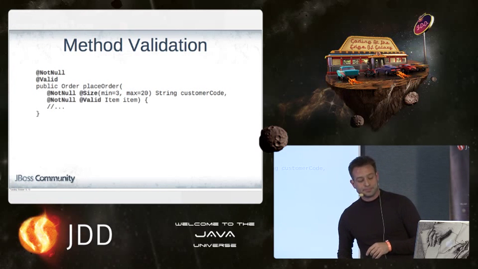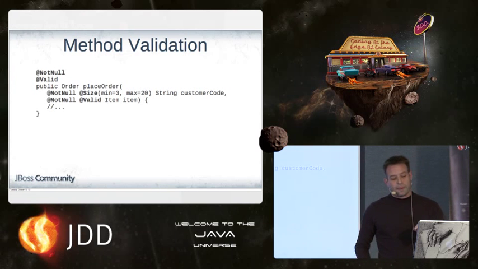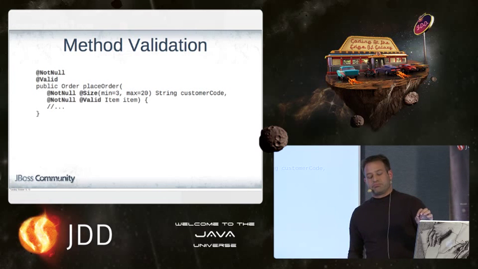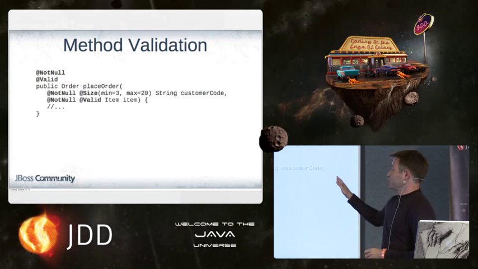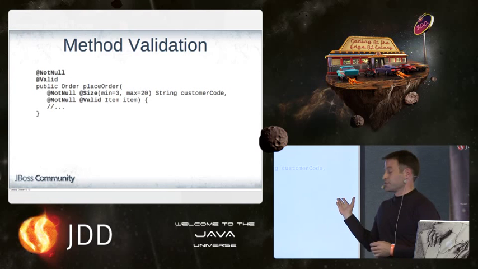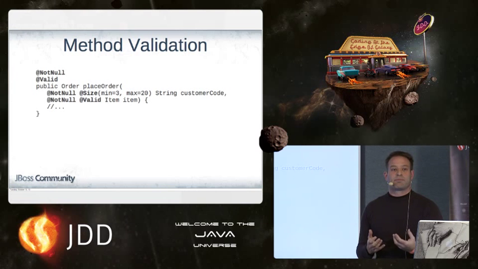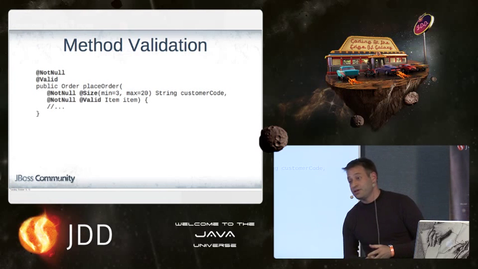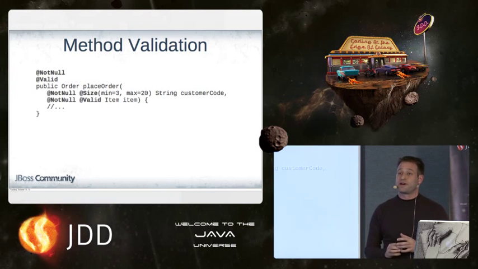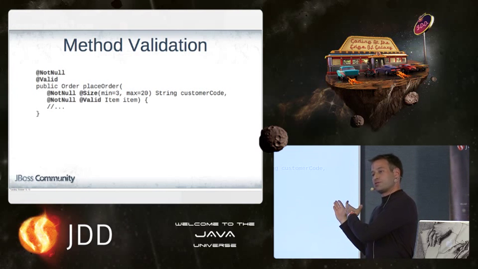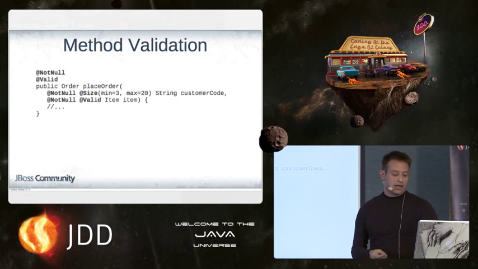Within your container, as soon as you start placing constraints on methods like this, it will automatically start method validation. You don't have to configure anything. You don't have to write configuration files. Just placing annotations on methods will trigger method validation in an EE7 environment.